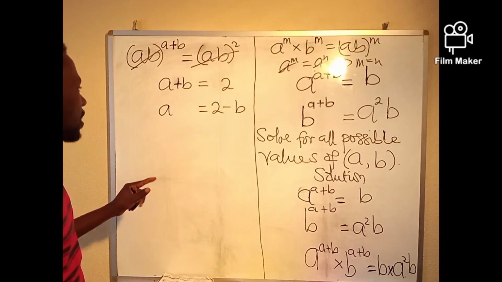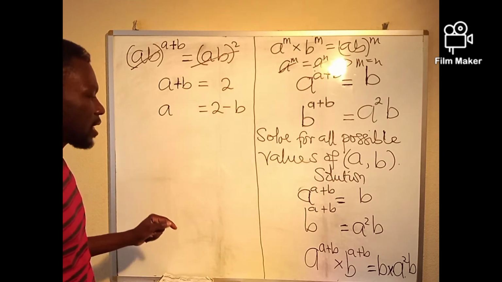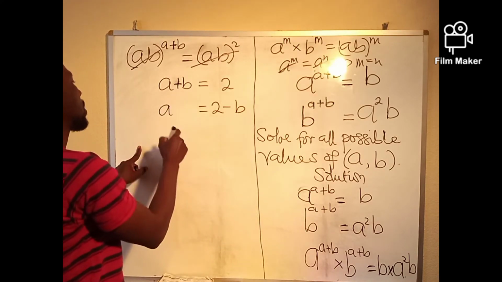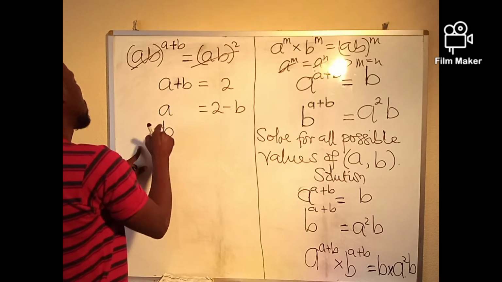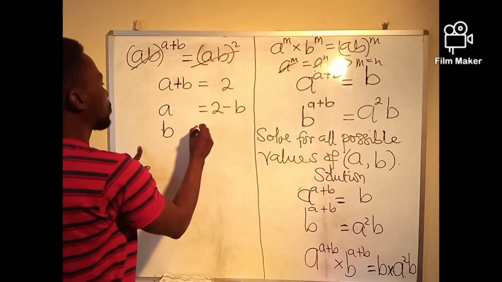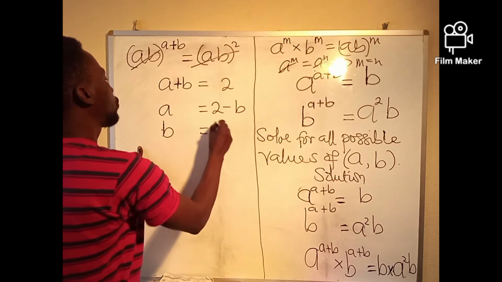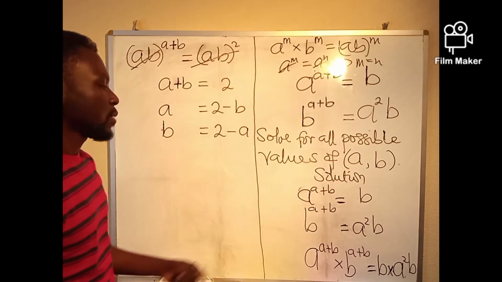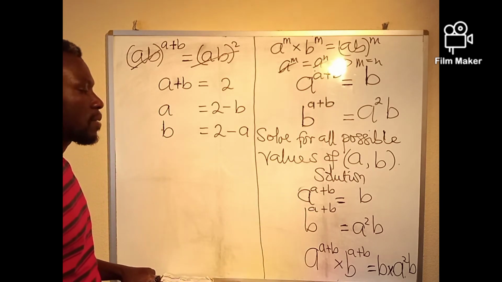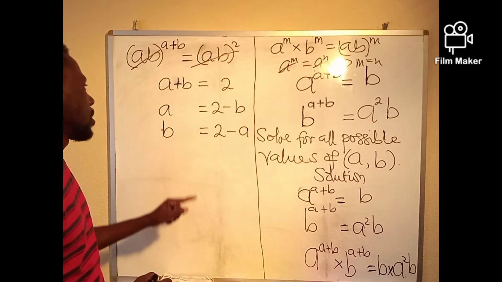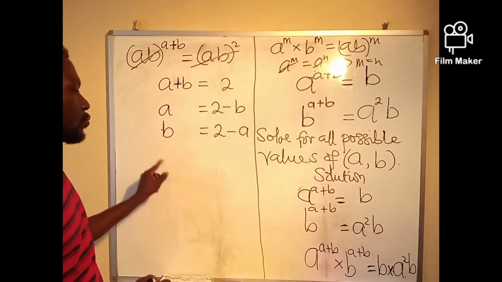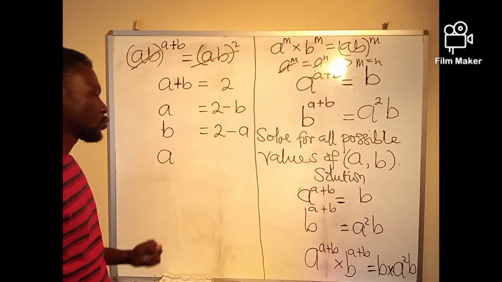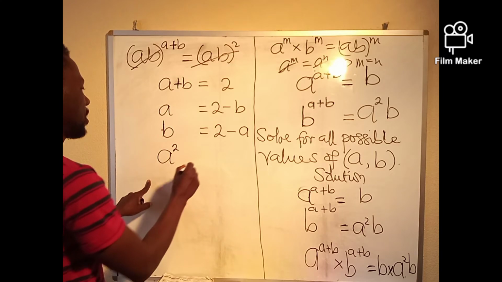Now, if that is the case, then remember that we have been told that a raised to the power a plus b. And then what is our b? We can also write our b as 2 minus a. So that is it. Now we come here, we can see that the first equation says that a raised to the power a plus b is equal to b. Remember, we are saying a plus b is equal to 2. So if we use this equation, when we substitute a plus b with 2, we shall have a squared is equal to b.